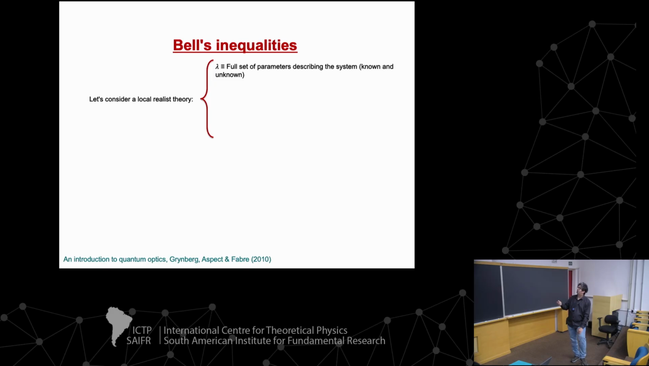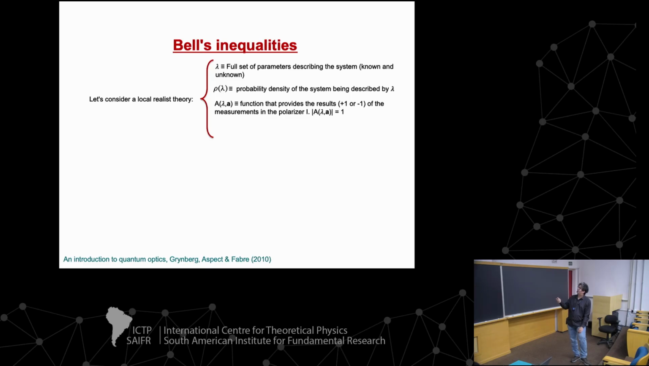Let's consider a local realistic theory, in the sense that I will call lambda a set of parameters describing the system, but a full set. These parameters can be both known or unknown. I don't really need to specify if I know all the parameters. And I have some probability density for the system to be described by lambda. So there is a bunch of parameters, and there is some probability density of having exactly this set of parameters in your system.